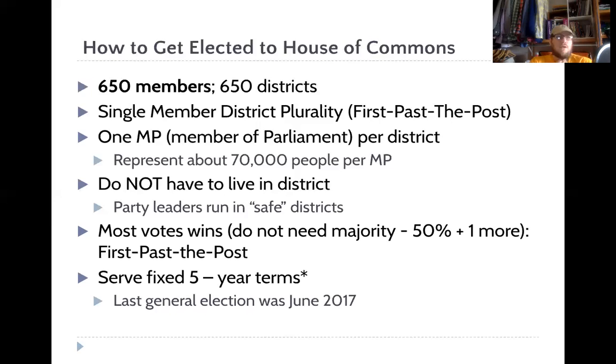So instead of every 2 years or every 4 years there being guaranteed elections as in the United States, there has to be a parliamentary election at least once every 5 years. And every time an election happens, it resets the clock.